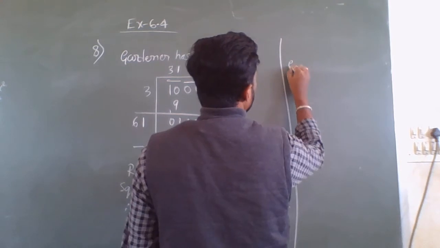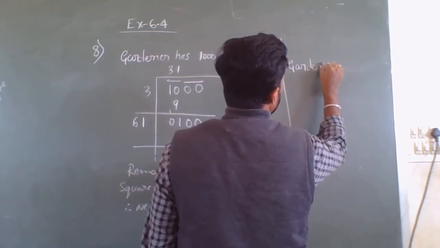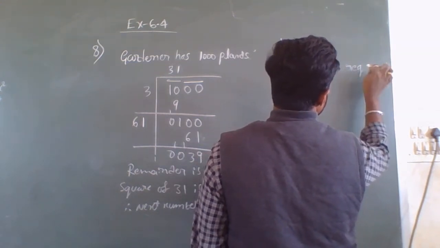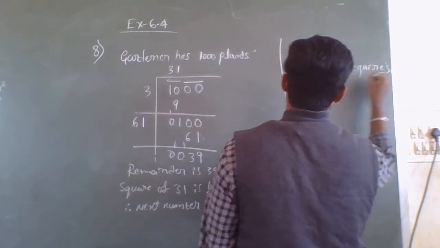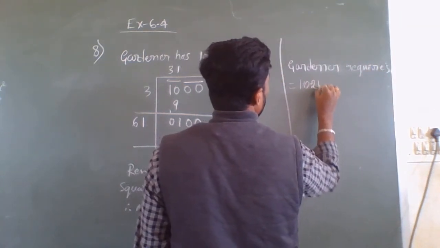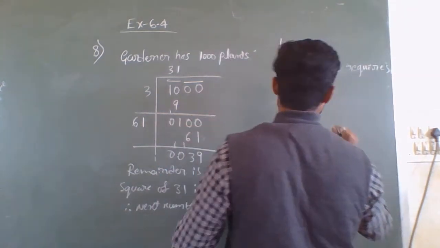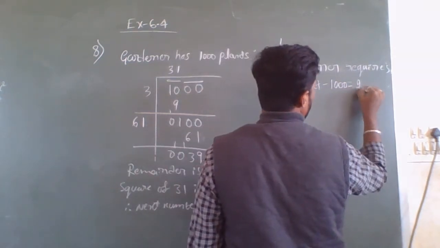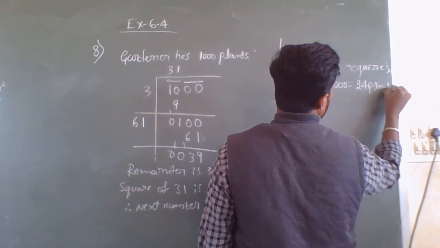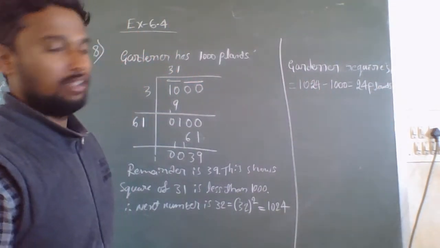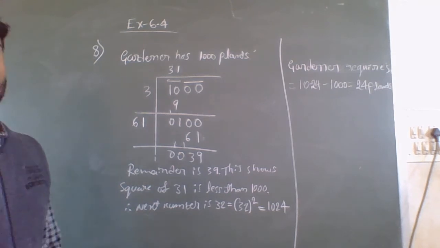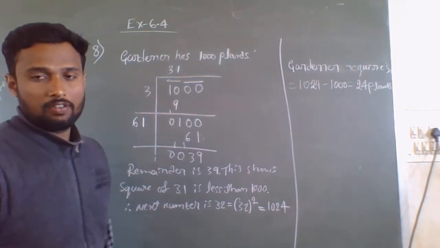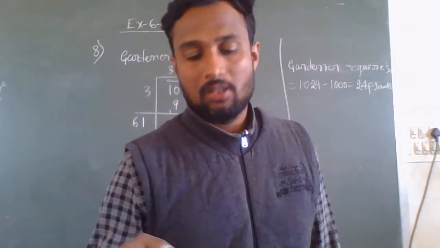So the gardener requires how many trees? 1024 minus, now he has 1000 trees. 1024 minus 1000 means 24 plants. The gardener still requires 24 plants to get number of rows equals number of columns. Listen carefully now. What they have given here, there are totally 1000 plants.